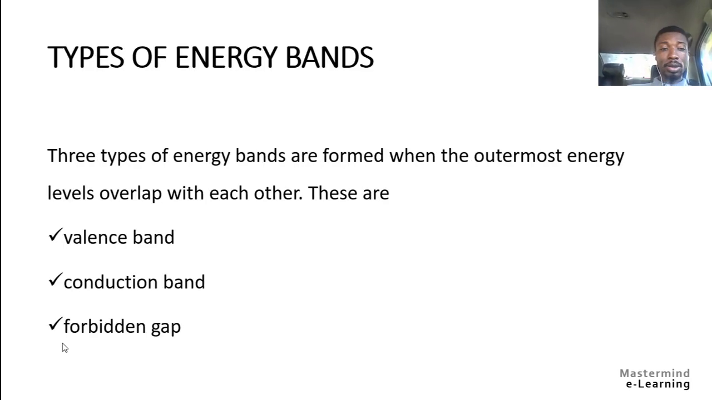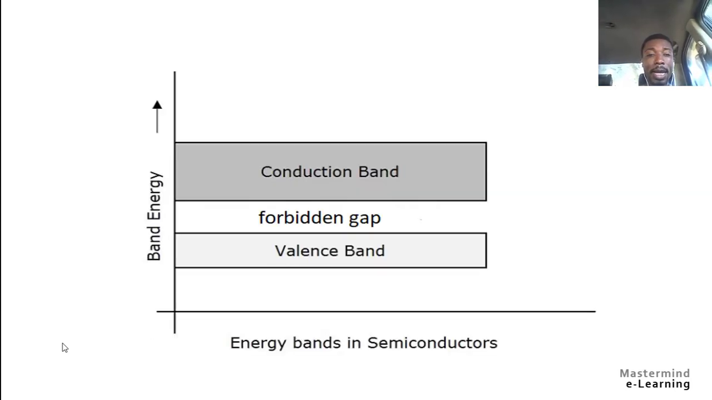This phenomenon is what has led to the formation of energy bands, and we call this the energy band theory or the band theory. Three types of energy bands are formed when the outermost energy levels overlap with each other. These are the valence band, the conduction band, and the forbidden gap. This is a simple diagram of the conduction band, forbidden gap, and the valence band. You can see that the forbidden gap lies between the conduction band and the valence band for a specific reason. On the vertical axis is the band energy, on the horizontal axis is the energy band in the conductors.